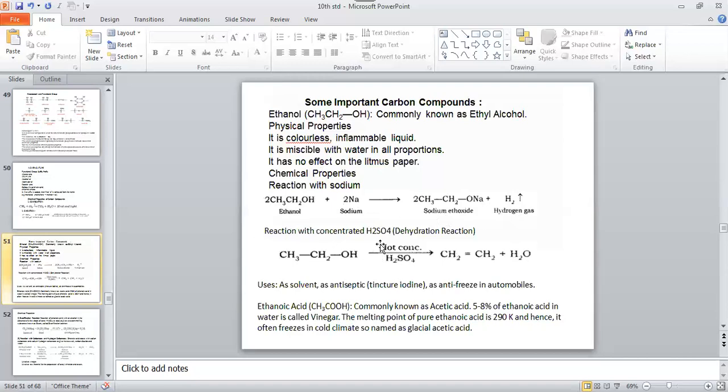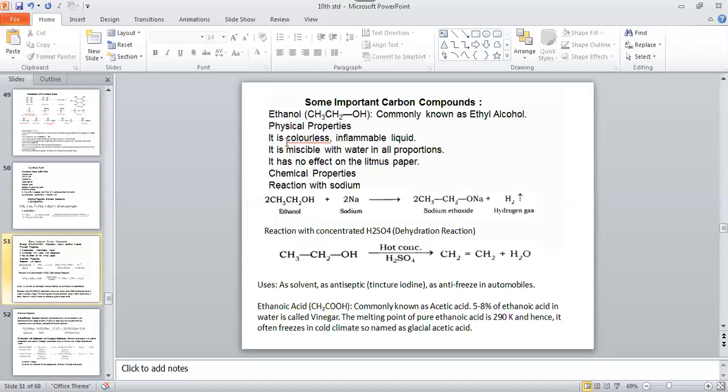Now reaction with concentrated sulfuric acid. This reaction is commonly called a dehydration reaction. CH3CH2OH is ethanol. When ethanol is treated with hot concentrated sulfuric acid, it loses one water molecule, that is, OH from this carbon and H from this carbon, giving H2O as a side product, and the main product is CH2=CH2, which is ethene, an alkene.